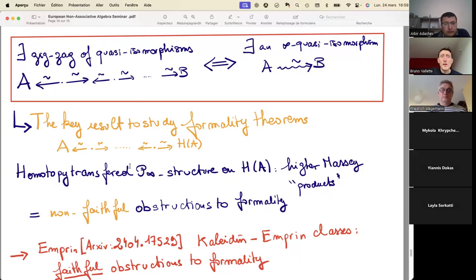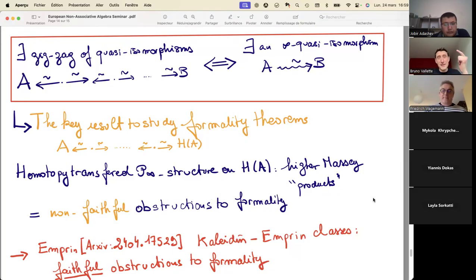You have a homotopy transferred P infinity structure on A. These are usually the higher Massey products. I'm going very short. And if this transferred structure is non-zero, then it cannot be formal. So these are obstructions to formality, okay? But for a very long time, we know they are non-faithful obstructions. So I compute Massey products, and they're zero. Does it mean that it is formal? No. They have to vanish in a uniform way.